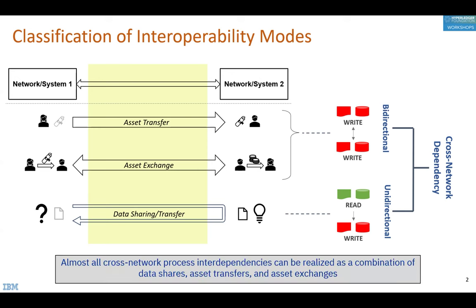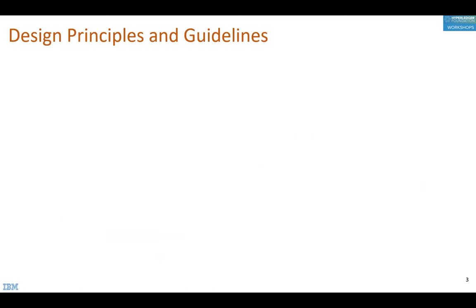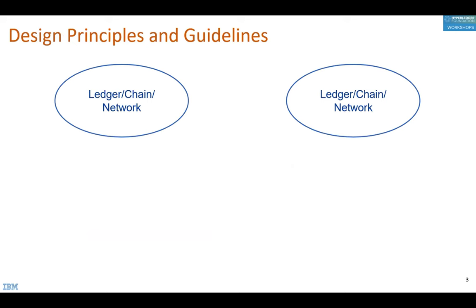So almost all cross-network process interdependencies, we believe, can be realized as a combination of these three classes. Now, when you're designing these systems, and this is true for Cacti, we thought of particular design principles.